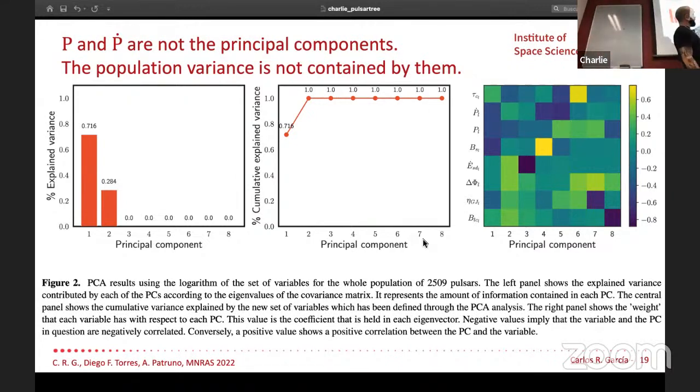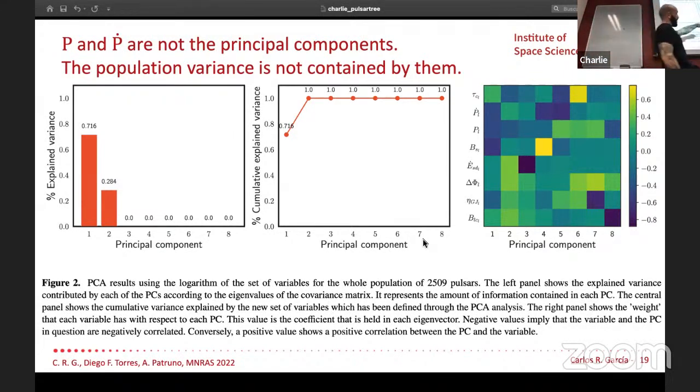The third panel will be used to answer the question I was telling you about: the problem that if you have a set of variables, but six of them depend directly on spin period derivative, you can think that you are going to obtain two principal components to reproduce 100%, but maybe these principal components are the same as spin period derivative.